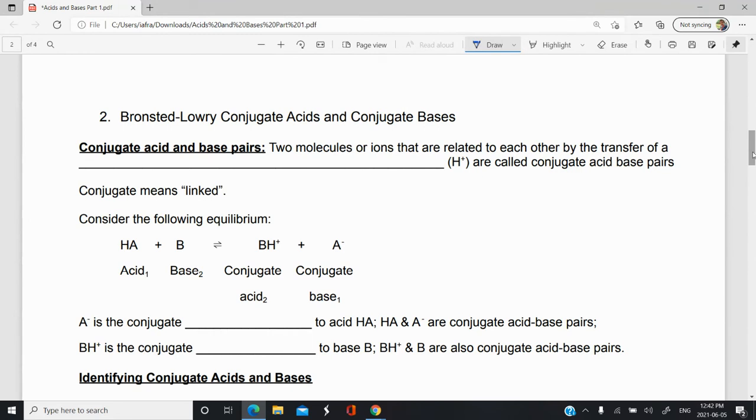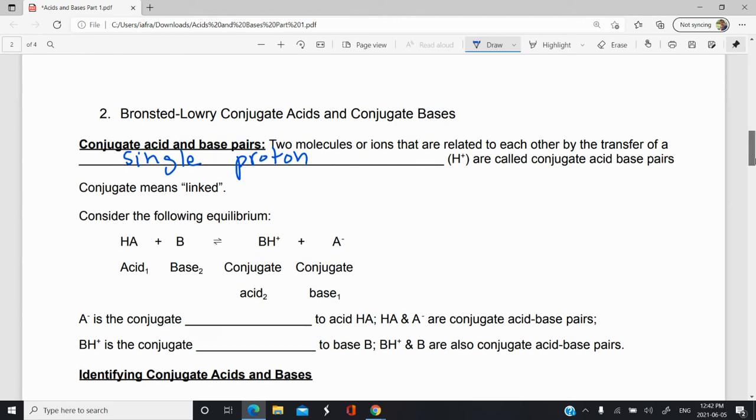Another thing that came along with the Bronsted-Lowry theory of acids and bases is conjugate acid-base pairs. Remember, those are two molecules or ions that are related to each other by the transfer of a single proton. That's how they're linked. They're linked by the difference of one proton. So we saw the example here.